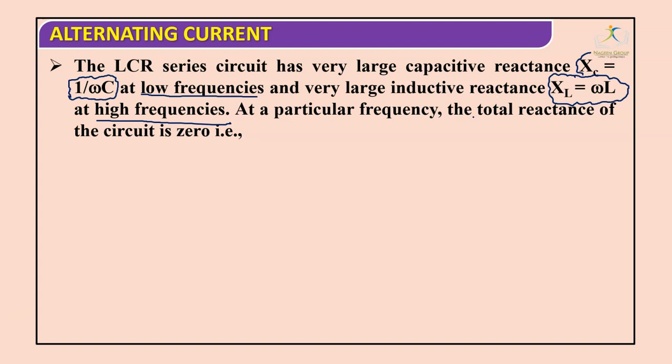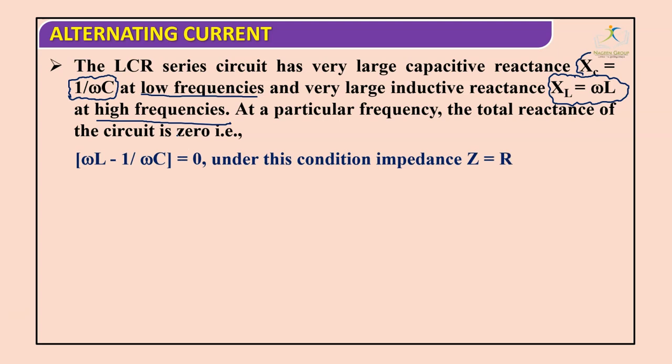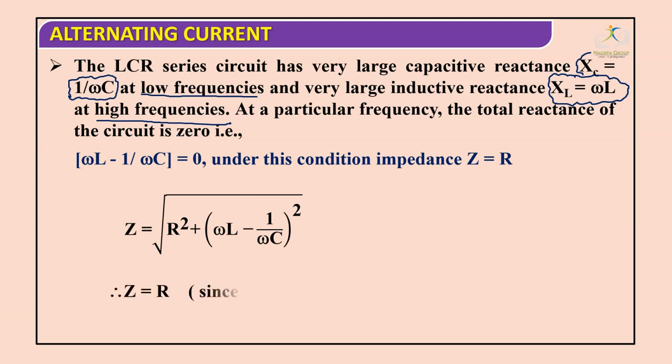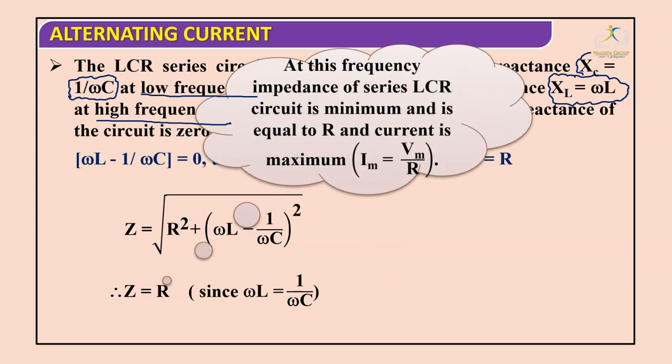At a particular frequency, the total reactance in the circuit will be 0. Clear? One will be high, one will be low, so if I take the balancing, the total will be 0. Under this condition, impedance Z will be R. So Z = √(R² + (ωL − 1/ωC)²), and if ωL = 1/ωC, then that term will be 0, and Z = √R², which becomes Z = R.